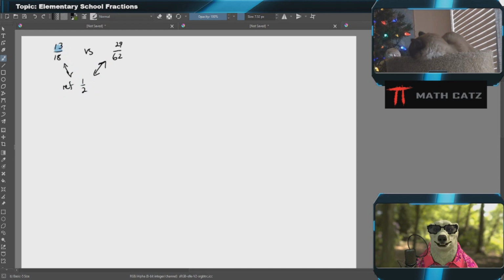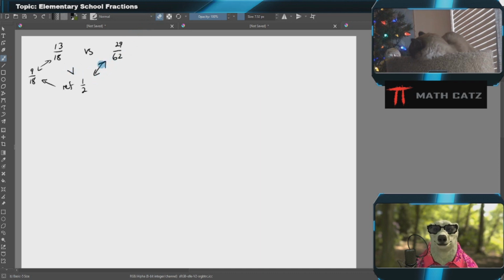So if I compare 13 over 18 to a half, well, the equivalent fraction to a half would be 9 over 18. And when I compare those two, I see that 13/18, based on my previous experience that I've built up, is larger than 9 over 18, and so a half as well. So I can put that in there, that this is the larger one.